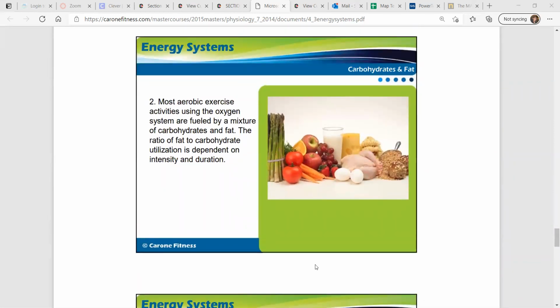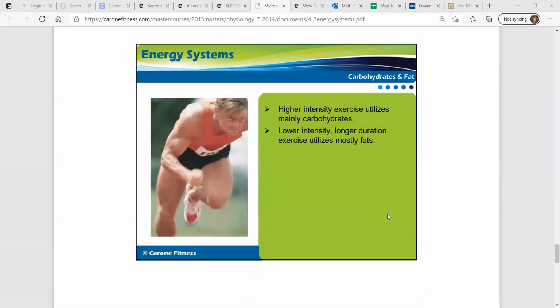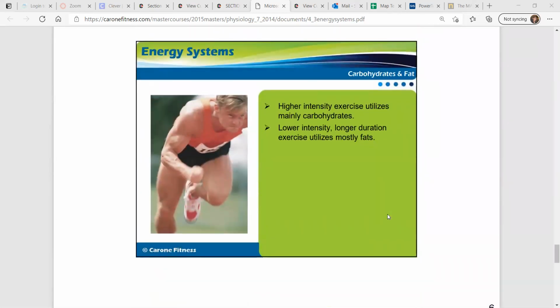Two, most aerobic exercise activities using the oxygen system are fueled by a mixture of carbs and fat. The ratio of fat to carbohydrate utilization is dependent on intensity and duration. Higher intensity exercise utilizes mainly carbs. On the lower intensity side, longer duration exercise utilizes mostly fats.